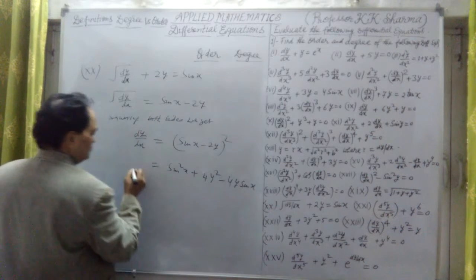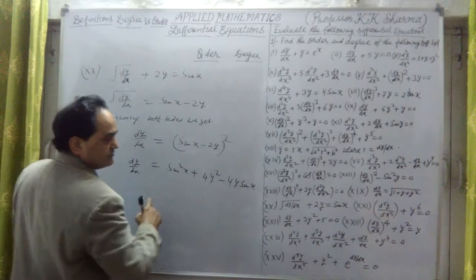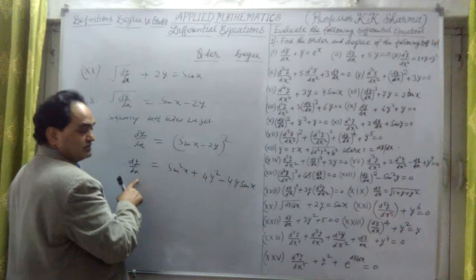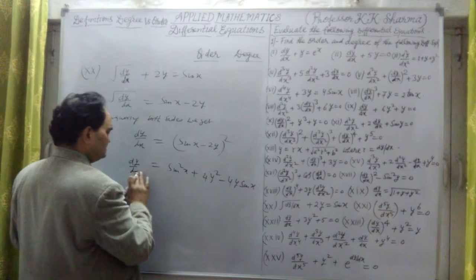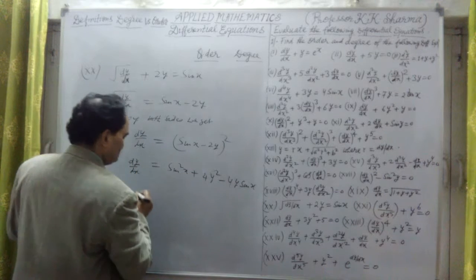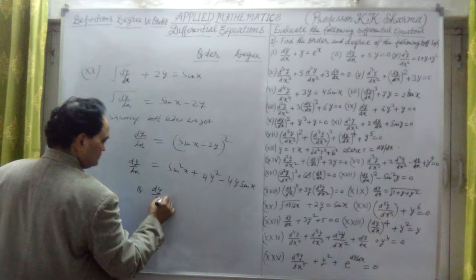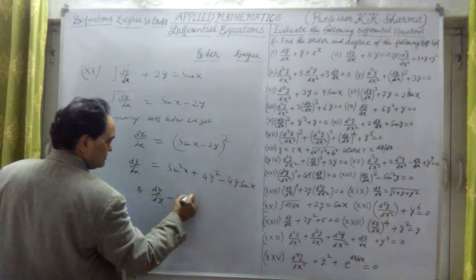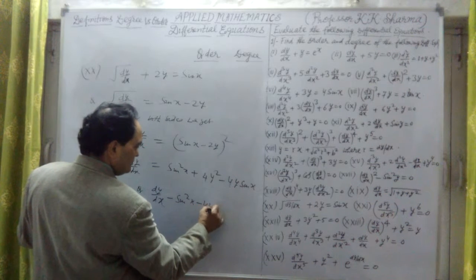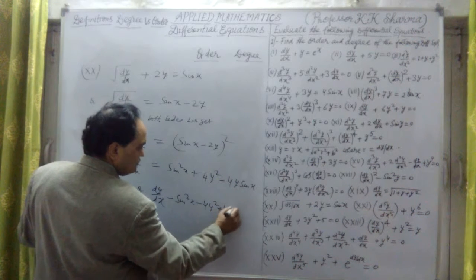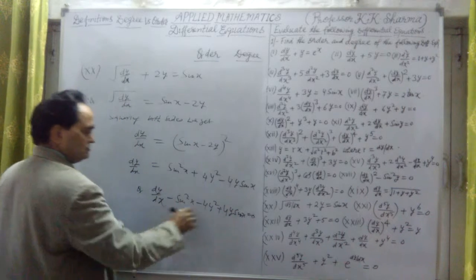This is the equation, so this is equal to dy/dx here. This is the differential equation because the term dy/dx is appearing. Either we can take all these terms to this side, or we write the standard form of this equation: dy/dx minus sin square x minus 4y square plus 4y sin x equal to 0. Now this is the differential equation.